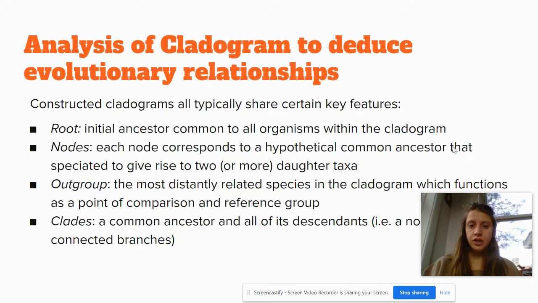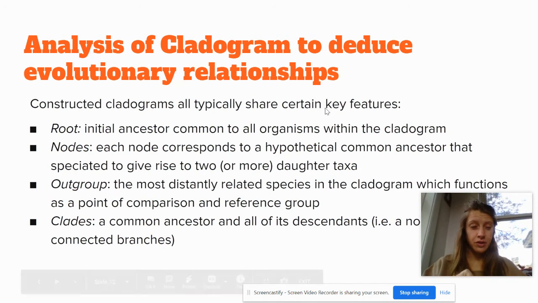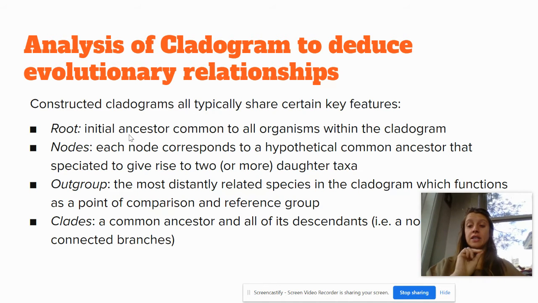So when we are analyzing cladograms, we analyze them to figure out what the evolutionary relationships are among organisms. Cladograms will usually have a few key features that you can always look for. There's usually a root, which is the initial ancestor. So the root, like a tree, is at the very, very bottom, and just like when you have a family tree, it's showing the initial ancestor.